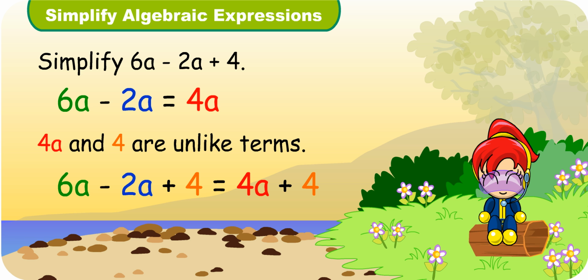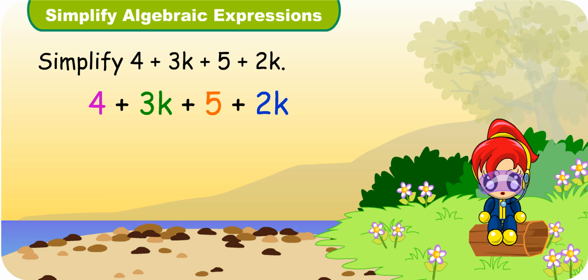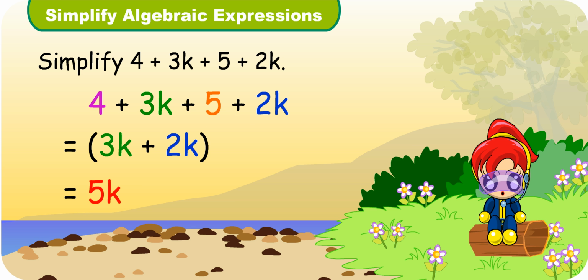Good girl. Try this one. Simplify 4 plus 3k plus 5 plus 2k. That's not difficult. First, I add up like terms 3k and 2k. The result is 5k. Second, there are two numbers. 4 plus 5 makes 9. Finally, let me look at 5k and 9. They are unlike terms, so I leave them as the answer. Fantastic.